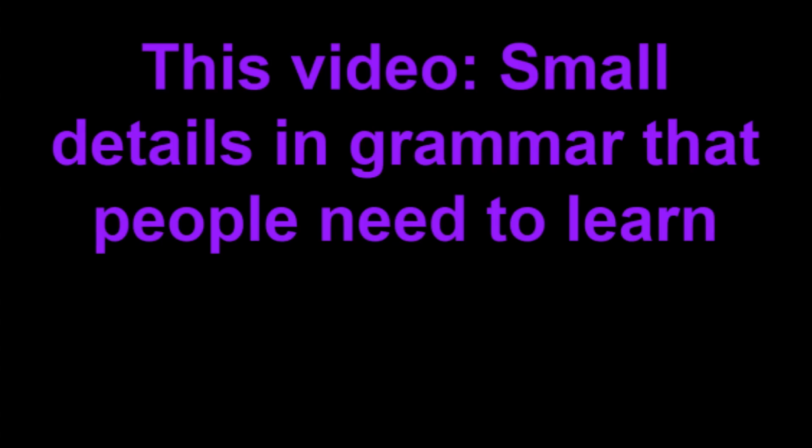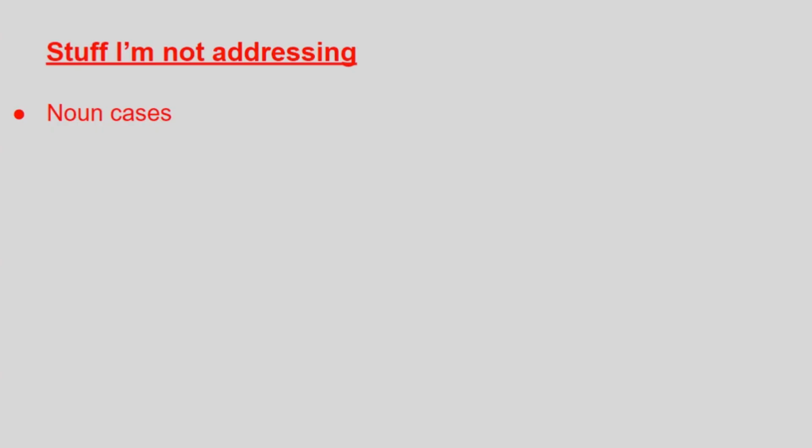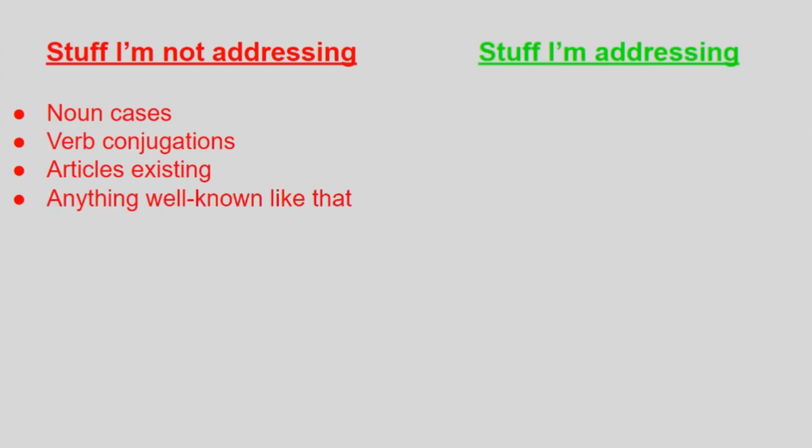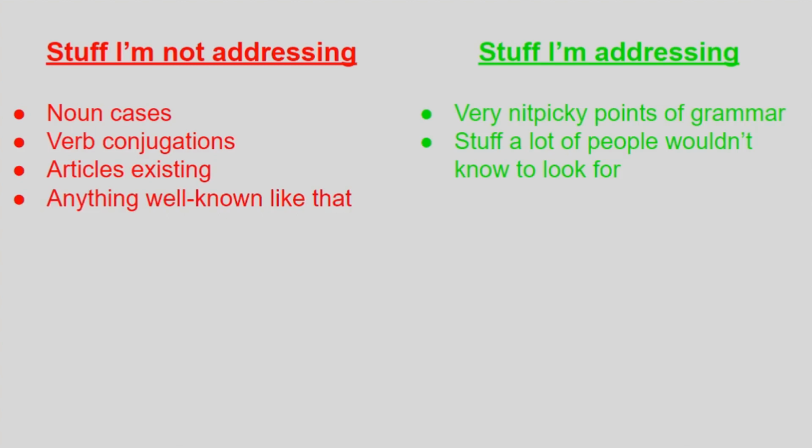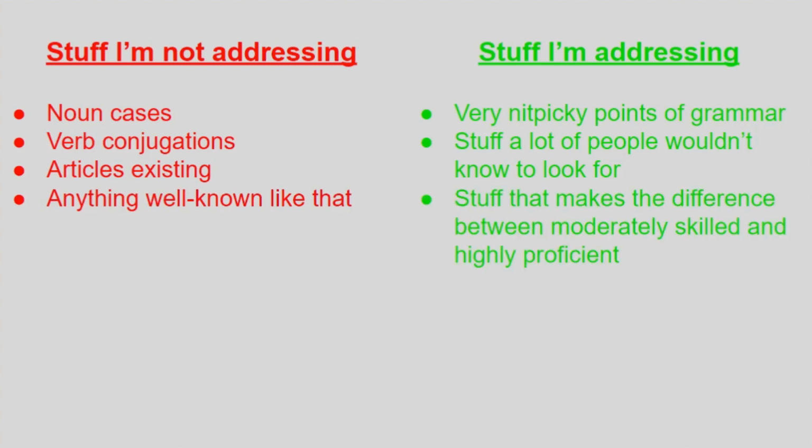As seen in the title, today we're going to explore some of the small grammatical details you should look for when you learn a language. I'm not talking about noun cases, verb conjugations, the existence of articles, or anything like that. This video is about very nitpicky points of grammar that many people probably wouldn't even know to look for. But knowing these grammatical concepts can be the difference between a moderately skilled L2 speaker and a highly proficient one.